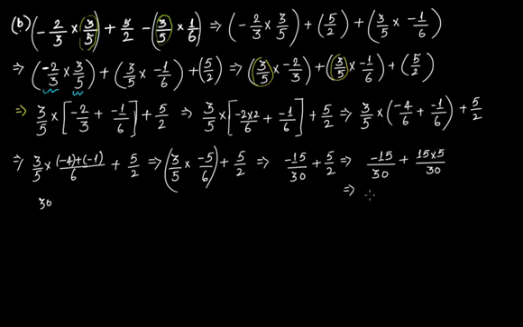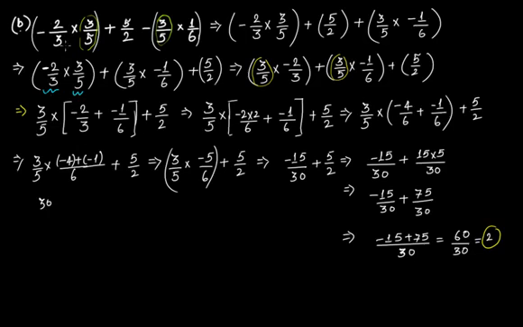Okay, now this is minus 15 over 30 plus 75 over 30. If you solve this, you get minus 15 plus 75, you get 60 over 30, and the highest common factor of 60 and 30 is 30. So if you divide 60 by 30, you get 2. Sorry, you get 2, not 20. So 2 is the answer of this expression.